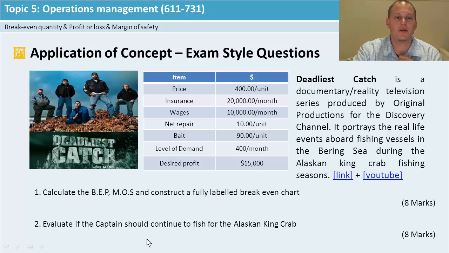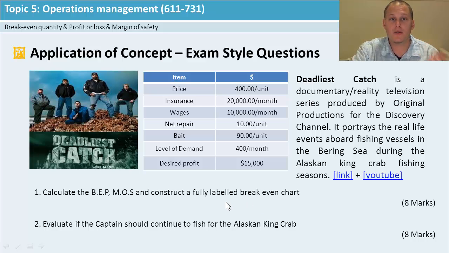Now this is the tough bit. Do you think the captain should continue to fish for the Alaskan king crab? So what I'm going to define out of this one would be his actual strategic goals. His strategic goal is to get a desired profit of 15,000. Is he going to be able to get 15,000 by working through his costing structure? That's sort of the example.